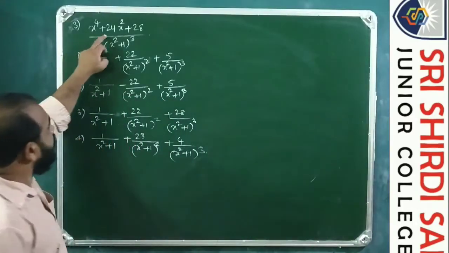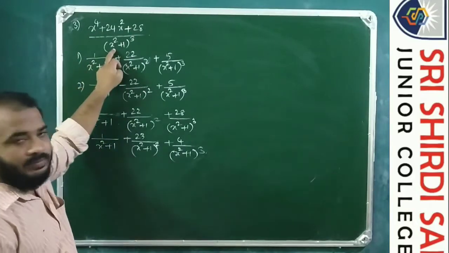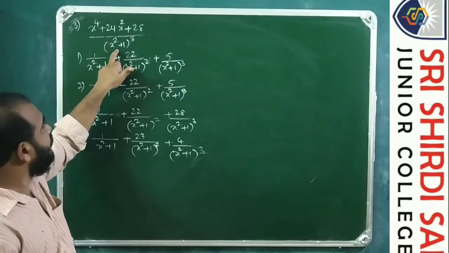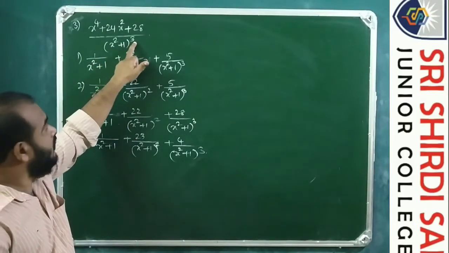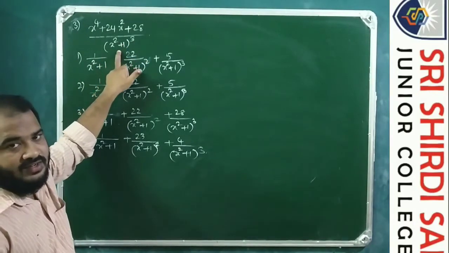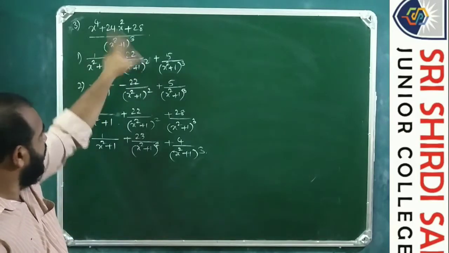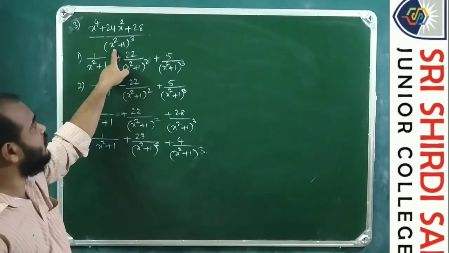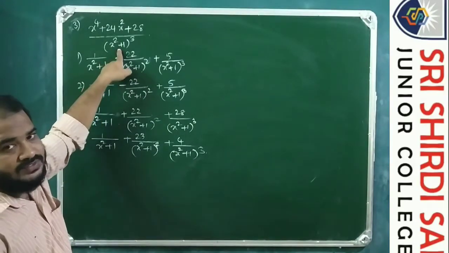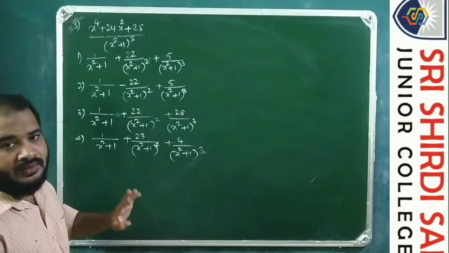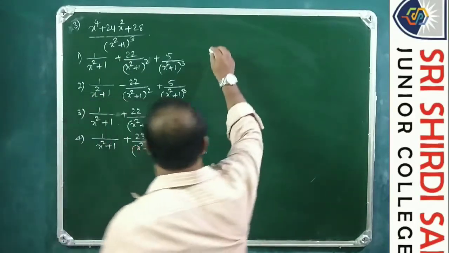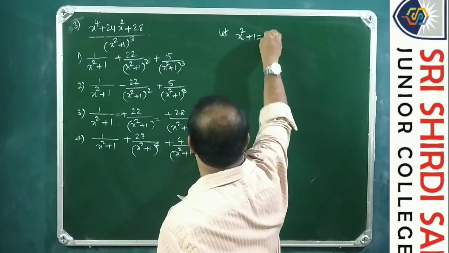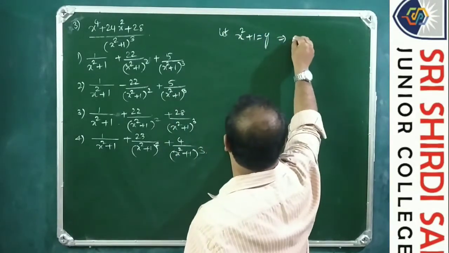x power 4 plus 24 x square plus 28 by x square plus 1 whole cube. So the denominator contains a repeated irreducible quadratic factor. So it is supposed to be ax plus b by x square plus 1, cx plus d by x square plus 1 whole square, ex plus f by x square plus 1 whole cube. But the shortcut is, let x square plus 1 is equal to y.